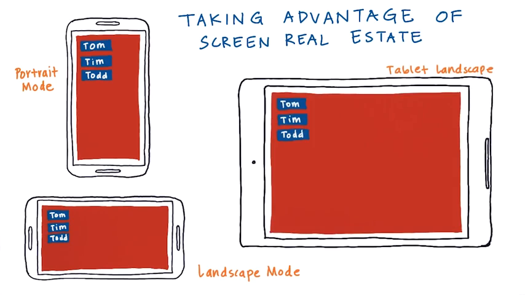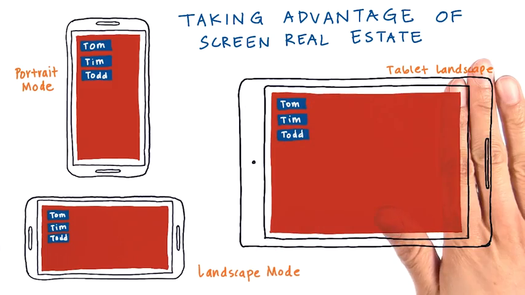It's even more noticeable on a tablet device where the screen is a lot bigger. We're only using a small amount of the screen real estate and the rest of it is blank. We're going to learn about how we can more equally spread out these views across the screen to take up more of the available room.